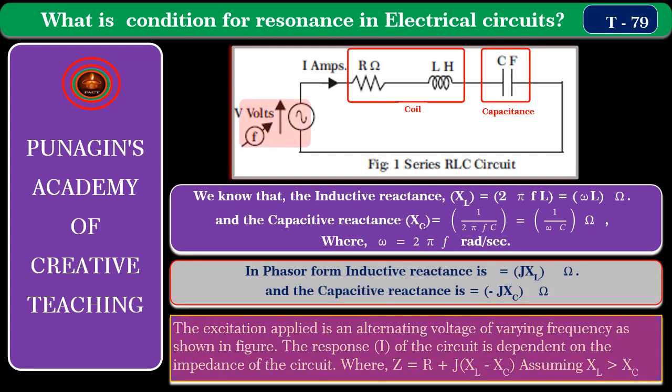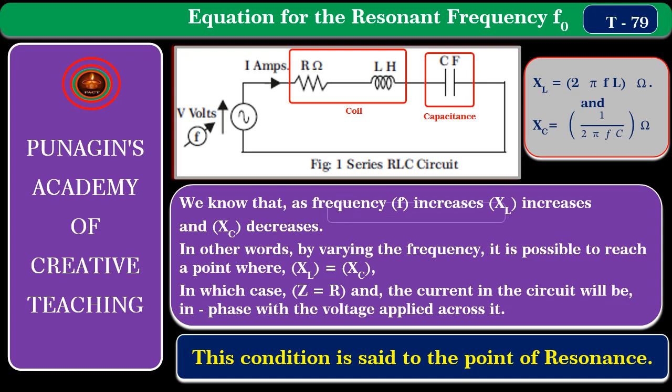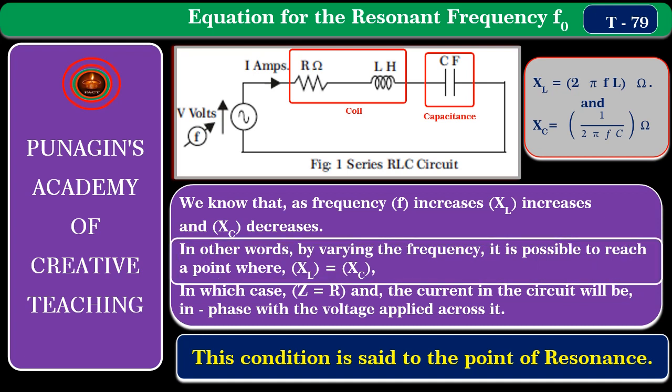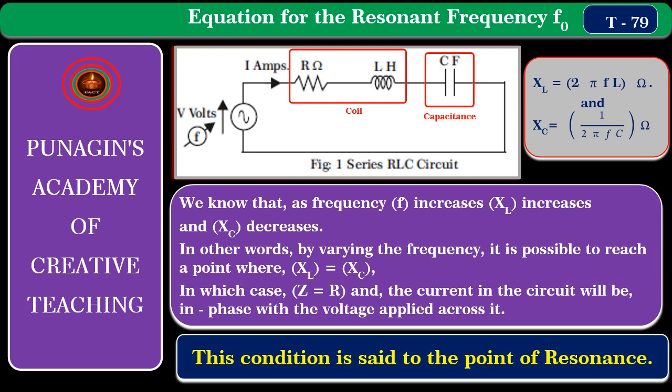The excitation applied is an alternating voltage of varying frequency as shown in the figure. The response is I, the current, which is dependent on the impedance, where impedance Z is equal to R plus j(XL minus XC). Here we assume that XL is greater than XC. We know that as frequency f increases, XL increases and XC decreases. In other words, by varying the frequency, it is possible to reach a point where XL is equal to XC, in which case Z is equal to R and the current in the circuit will be in phase with the voltage applied across it. Therefore, this condition is said to be a point of resonance.